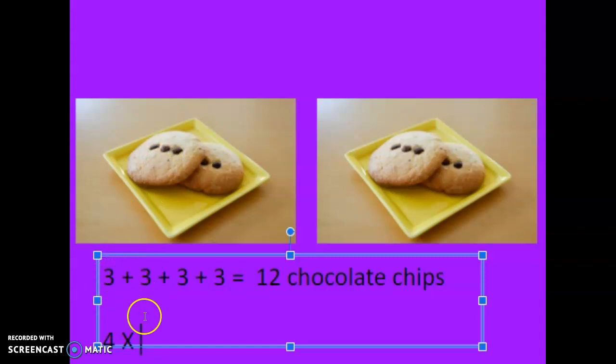I have 3 in each one, so I want to know what 4 groups of 3 equals. So I have 4 groups of 3. 1, 2, 3, 4, and in each one of the groups I have 3. So I have 4 groups of 3, which also equals 12 because I showed that here with this repeated addition. I wrote 3 four times because this is my groups, and in each group I have 3.